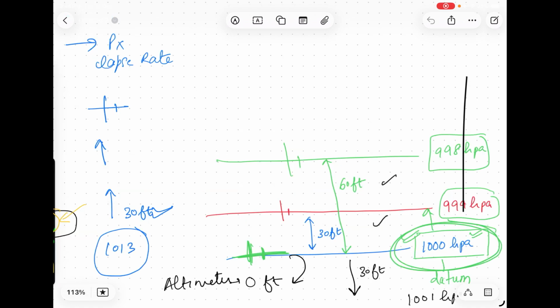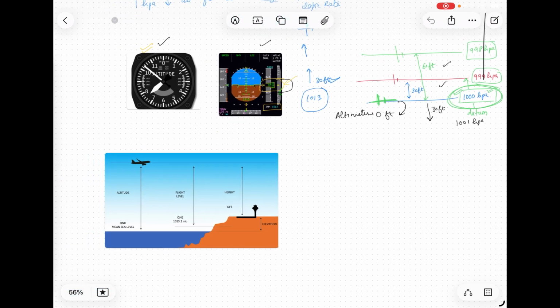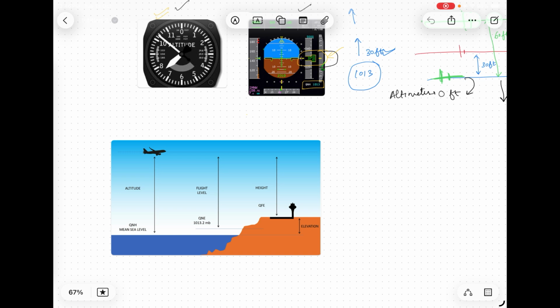So the datum is something that can be anything that we can set on the altimeter to get the altitude from that datum. So I can set any pressure value that I want to compare against, to see where my aircraft is from that pressure value. There are different settings known as Q codes.